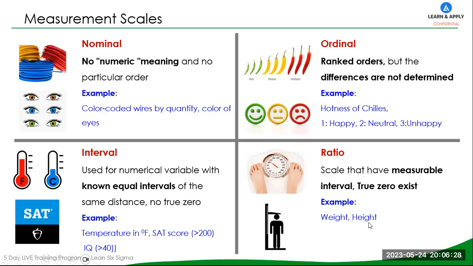Height, again, it is always positive. So the difference between interval and ratio is like that. Interval can go on the lower side, the negative side. Ratio only talks about 0 onwards. Okay, so these are the 4 types of measurement scales.